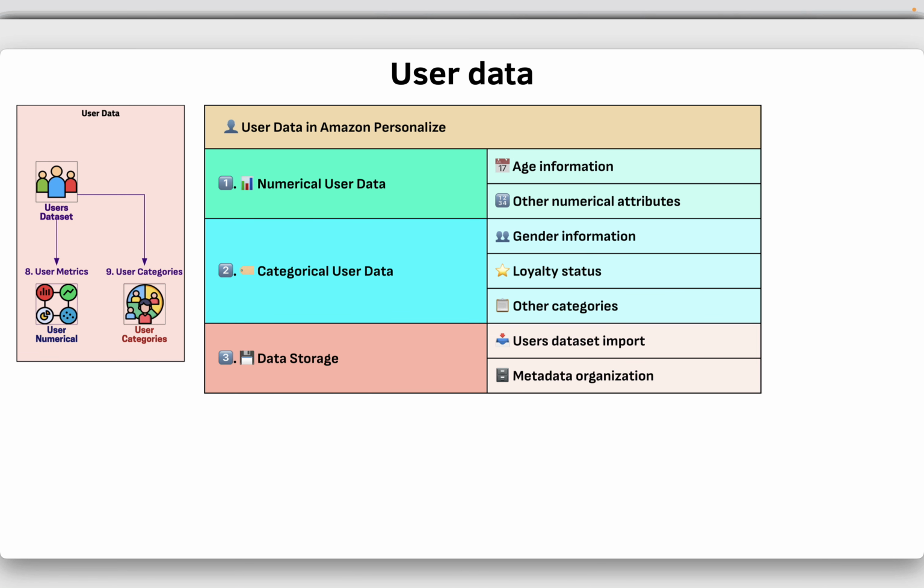Next is the user data. The user metadata Amazon Personalize can use includes the following: numerical data about each user such as their age, and categorical metadata about each user such as their gender or loyalty membership status. You import metadata about your users into a users dataset.